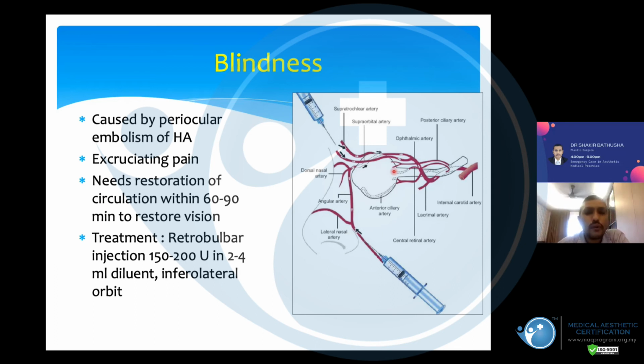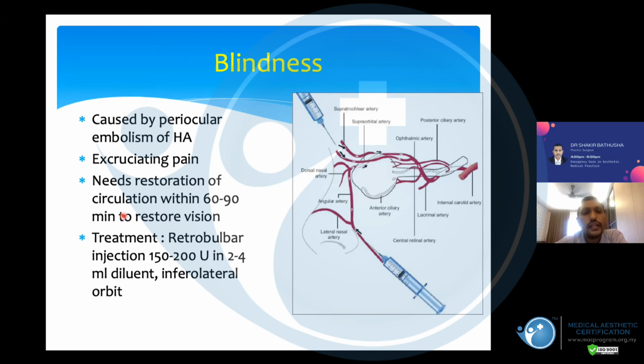So the possible areas of injection which could lead to this complication are the nasolabial region or the supratrochlear or supraorbital artery, where you try to tackle the glabellar lines. It presents as excruciating pain with sudden loss of vision. So in these patients, you need to reverse this condition within the first 60 to 90 minutes in order to restore the vision.